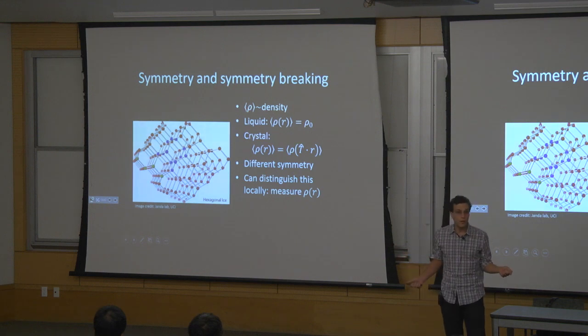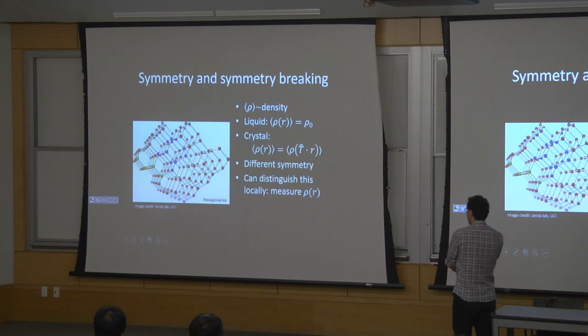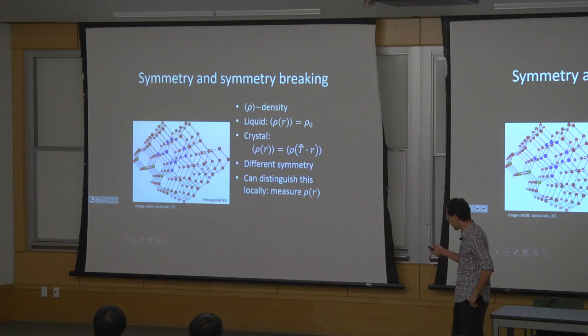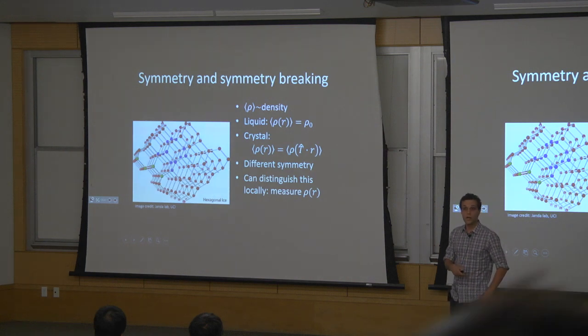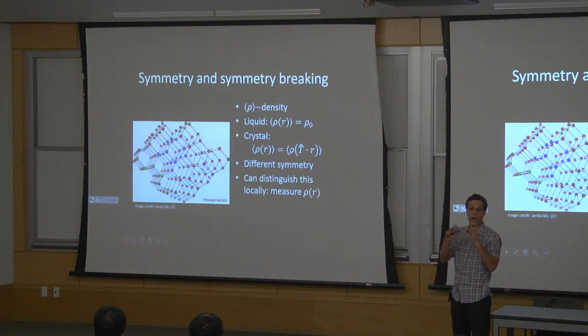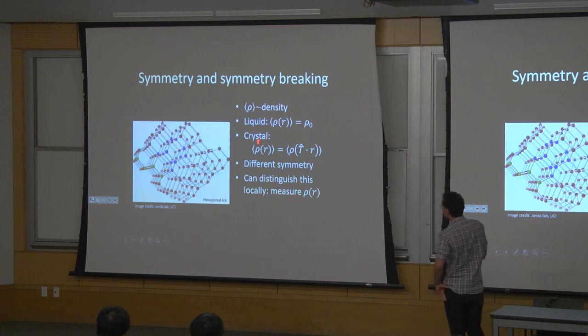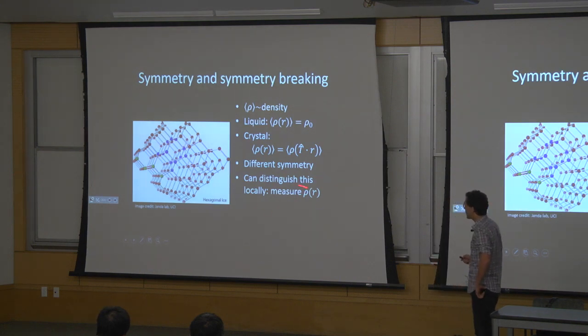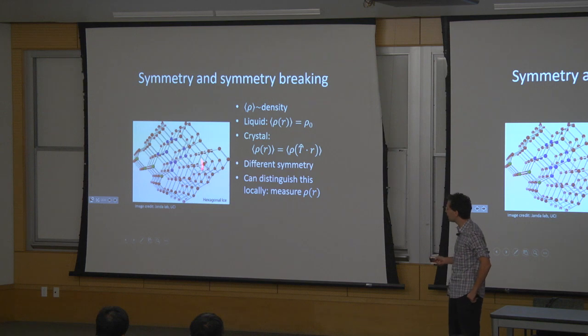You can measure the density anywhere, but in the crystal, there's going to be some subset of things where it's the same. If you translate a crystal by a lattice vector, you'll have a density that's the same as where you started. But if you translate it or rotate it by something that's not within the symmetries of the crystal, then you're not going to get back to the same thing. So in fact, you can distinguish the liquid and the crystal by different symmetries, and you can tell the difference between different water crystals by asking what the density is locally somewhere.